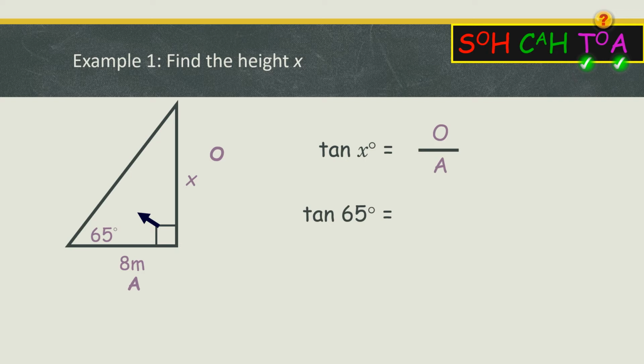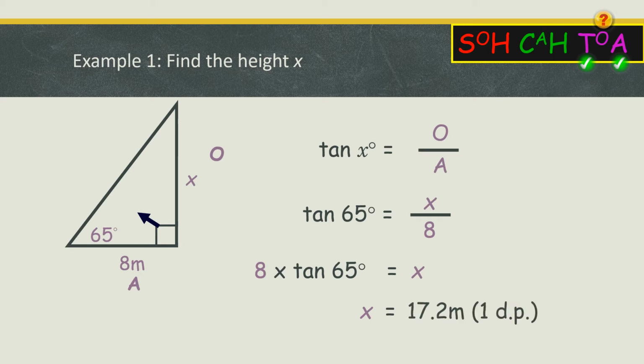So we're going to substitute our values in. So tan 65 equals opposite, which is x, divided by 8, which is our adjacent side. Divide by 8, we need to do the inverse process to get x isolated. So we need to multiply both sides by 8. So 8 times tan 65 equals x. And that gives us a value for x of 17.2. And our units are meters. And this is to 1 decimal place.